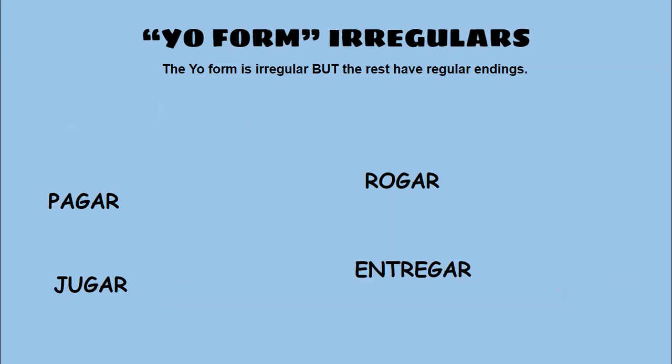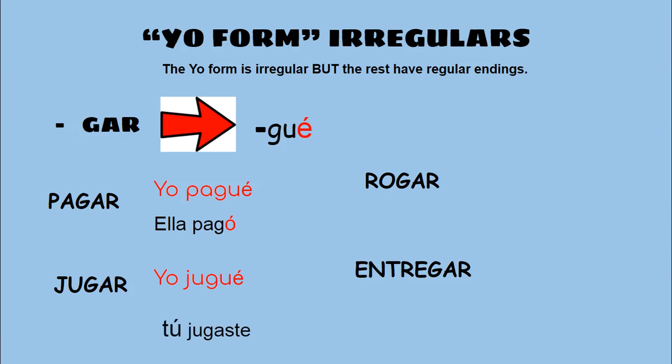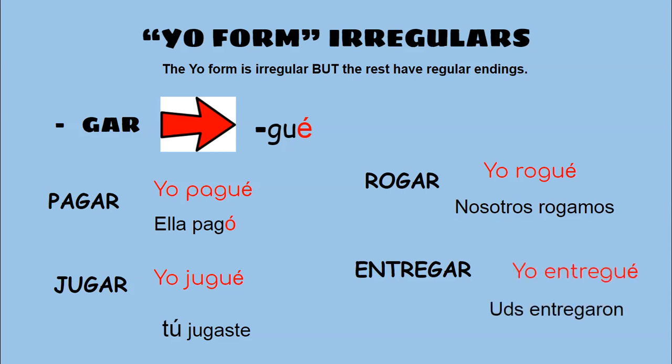Another yo form irregular is gar. Gar changes to gué. So pagar would change to yo pagué, ella pagó. Jugar would be yo jugué, tú jugaste. Rogar would change to yo rogué, nosotros rogamos. Entregar would change to yo entregué, ustedes entregaron.